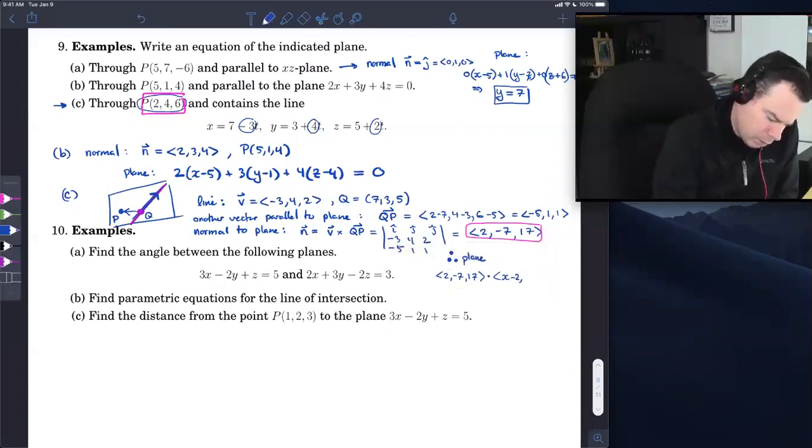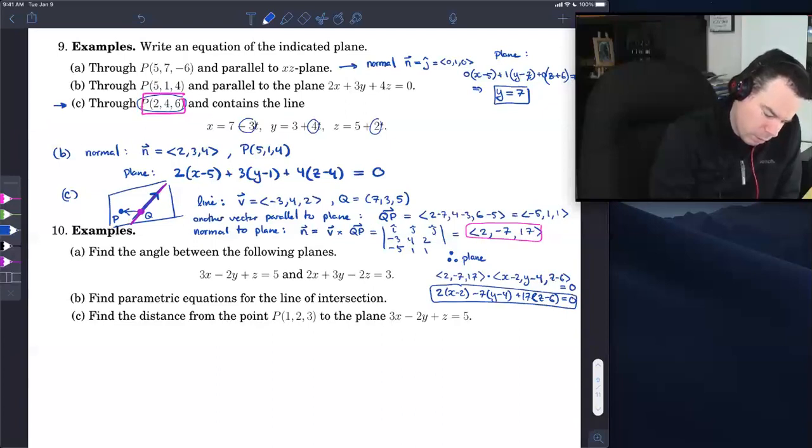So x minus 2, y minus 4, sorry, I'm looking at the wrong thing. X minus 2, y minus 4, because that's the y coordinate of the point we know, and z minus 6, and that's equal to 0. So that's our equation of our plane, and we could write it as, if we actually compute the dot product, 2 times x minus 2, minus 7 times y minus 4, plus 17 times z minus 6 is equal to 0.